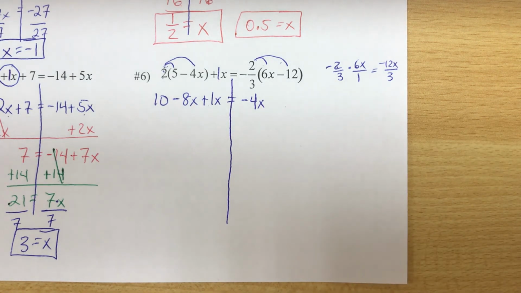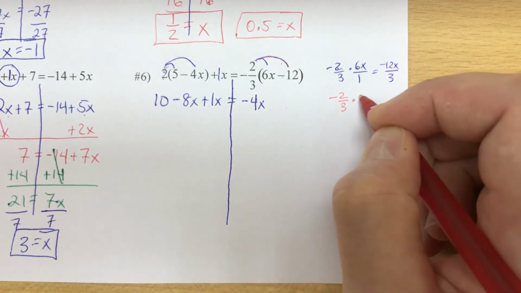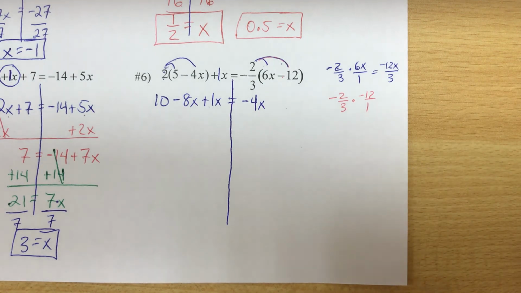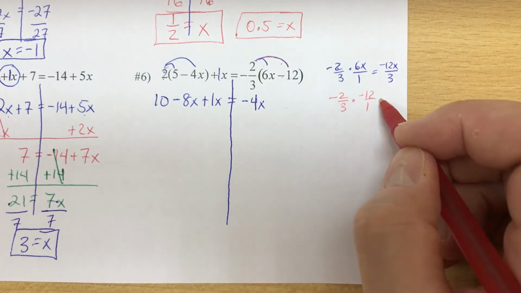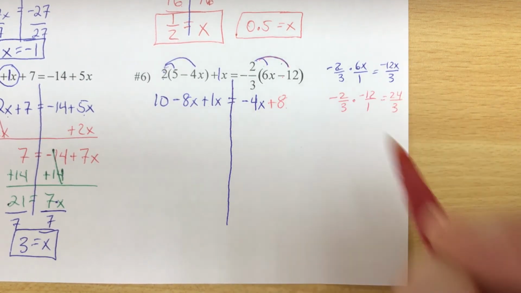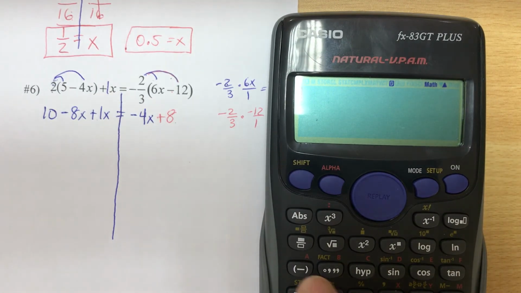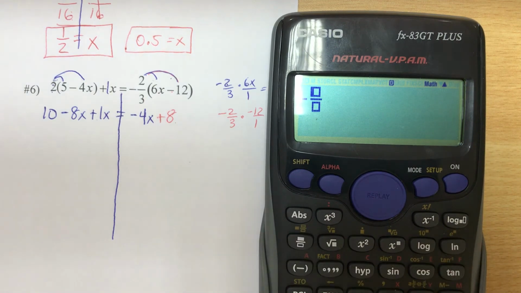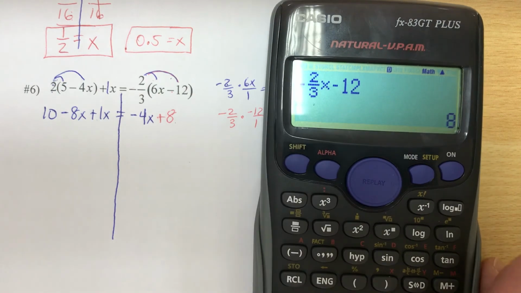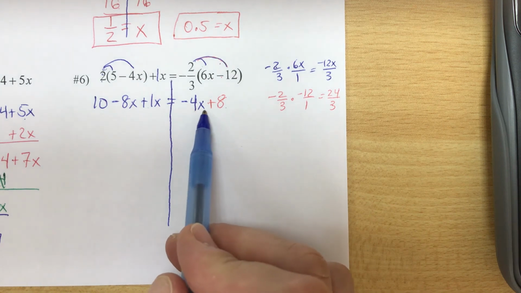Then we have the negative 2/3, times a negative 12. I'm going to write that as negative 12 over 1. If we multiply these together, we get positive 24 divided by 3, which is 8, plus 8. Now, can you use the calculator to do it? Yeah, sure, you can. Just to check, the negative 2/3 times, I'll try negative 12 here. I personally don't like using the calculator. I'm going to do that in my head. But the point is, we get negative 4x plus 8.